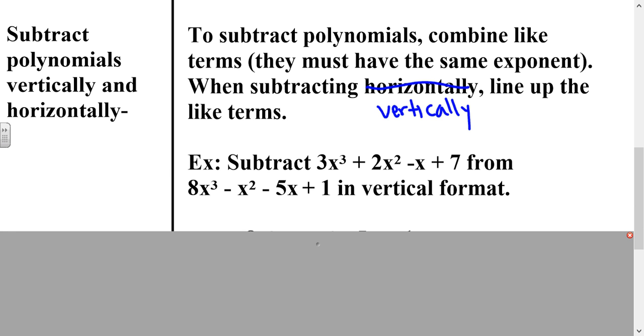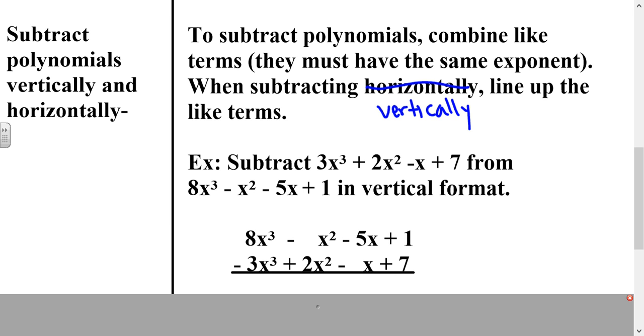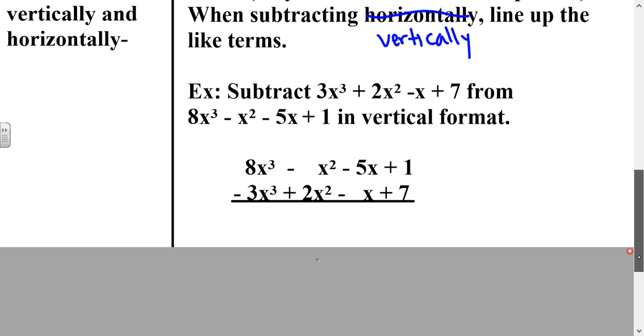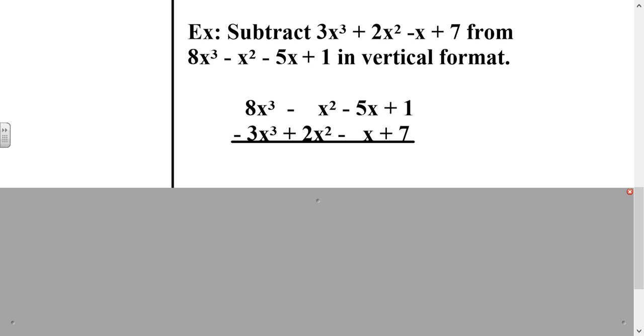So I'm going to subtract 3x cubed plus 2x squared minus x plus 7 from 8x cubed minus x squared minus 5x plus 1 in vertical format. Now notice the way that this is worded. It's saying we're subtracting 3x cubed from 8x cubed. So when I write this vertically, I'm really going to write this value, 8x cubed, on the top line. Now when you're subtracting, you really need to make sure that you pay attention to your signs or you will get the wrong answer. So if I have 8x cubed minus 3x cubed, I would get 5x cubed.